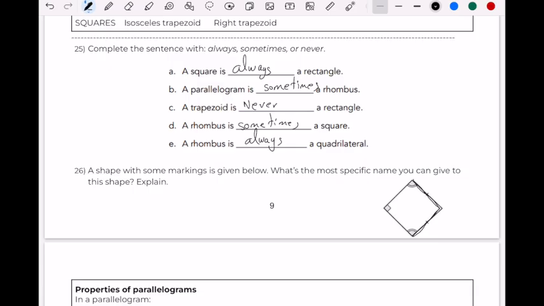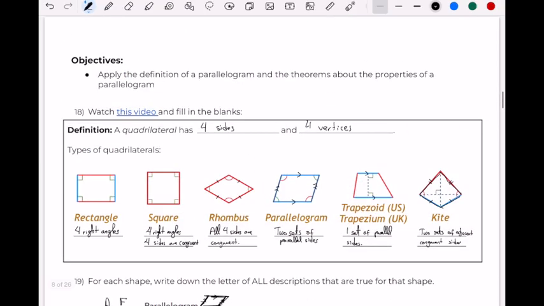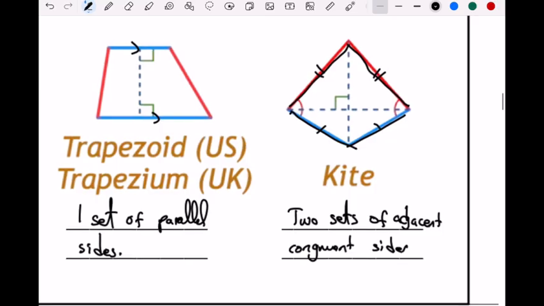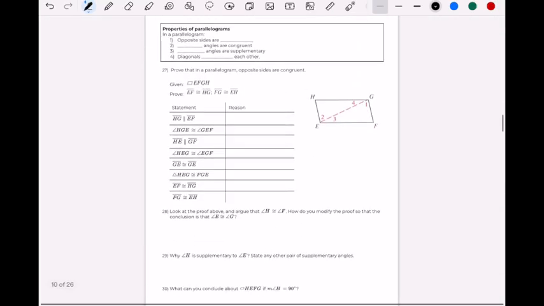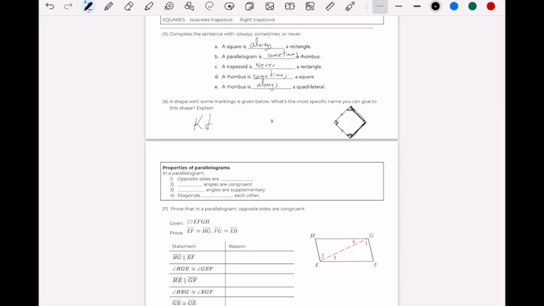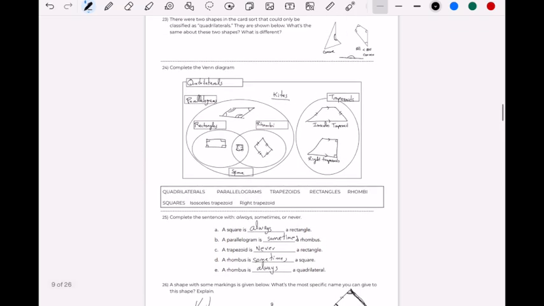So to finish with this, I have here 2 congruent sides. These 2 angles are congruent, and here I have a right angle. What is the most specific name that you can give to this? So it is very clear then, because these 2 sides are congruent, then these 2 sides have to be congruent. So if I have 2 adjacent congruent sides, what I have is a kite. So this is a kite.